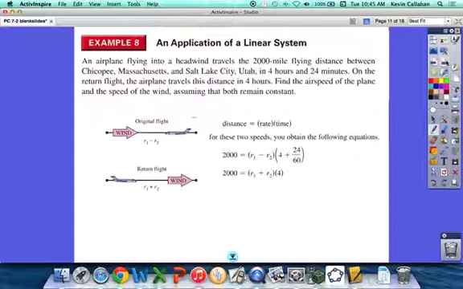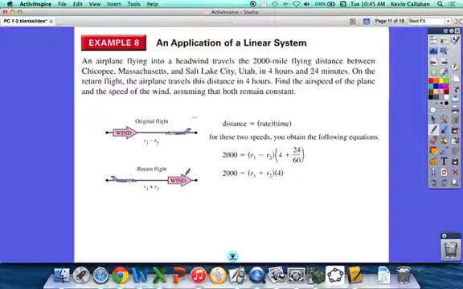So, in the picture, the plane is flying into a headwind, which means the plane's flying this way, the wind is against it. When it goes on the return trip, the plane is flying in the same direction as the wind. So presumably those two are added together. The plane is putting so much effort into it, and then the wind is adding to it, so it's going faster. And here, the plane is flying into the wind, it's taking away from the speed of the plane, which makes sense. You fly into the wind, you go slower, right?